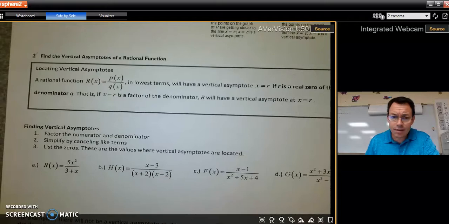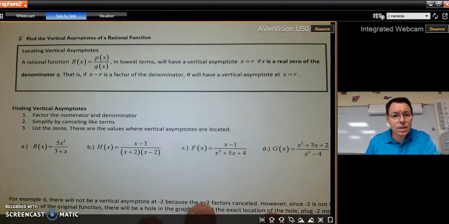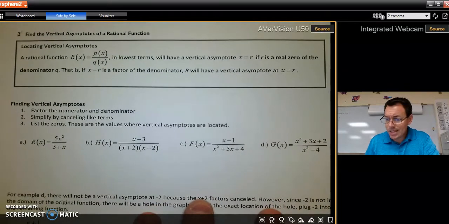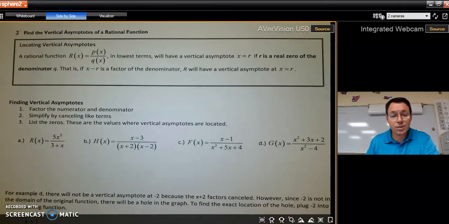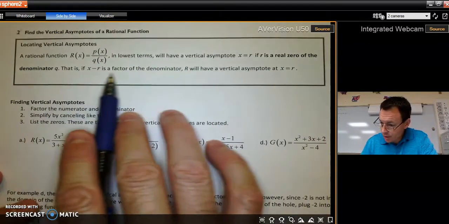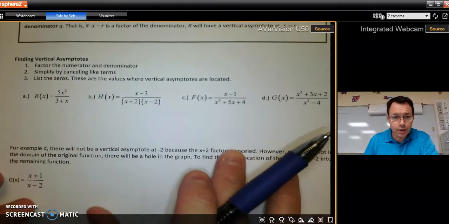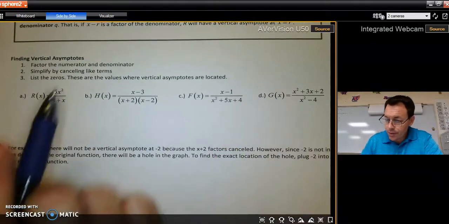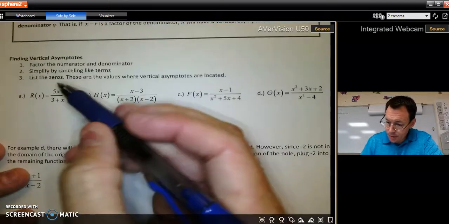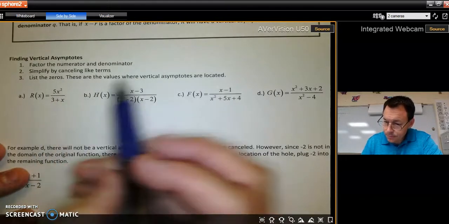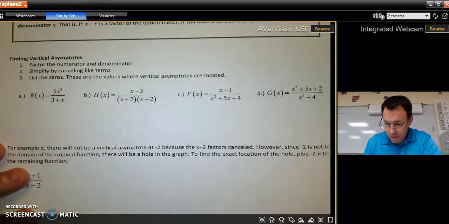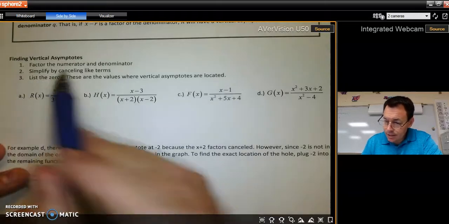So again, to find a vertical asymptote, what you need to do is you need to make sure your function is in lowest terms. So if there's any reducing, you got to reduce, okay, and then that's where you're going to find a vertical asymptote. So that is what all of this says. Okay, so here, let me just do an example. So factor the numerator and denominator. Well, there's no factoring to do here. Simplify by canceling. There's nothing to cancel. And then list the zeros.